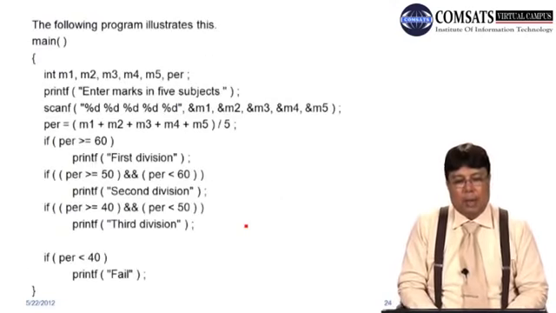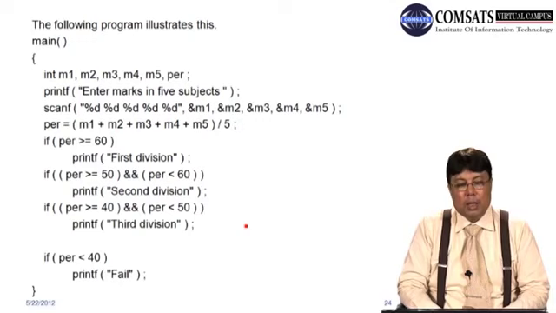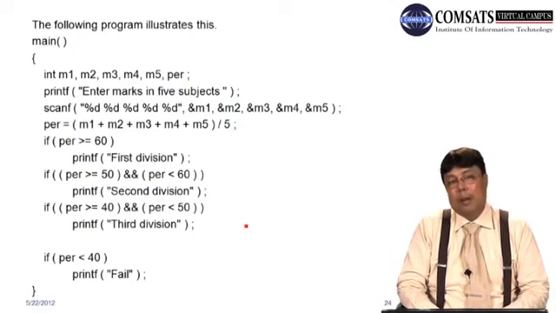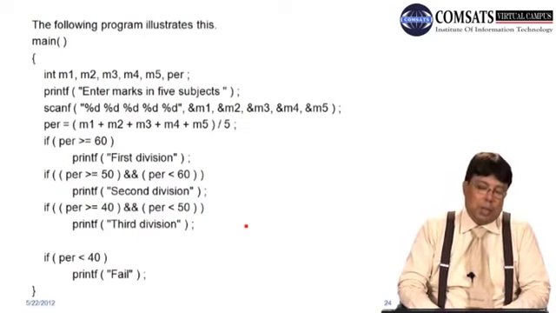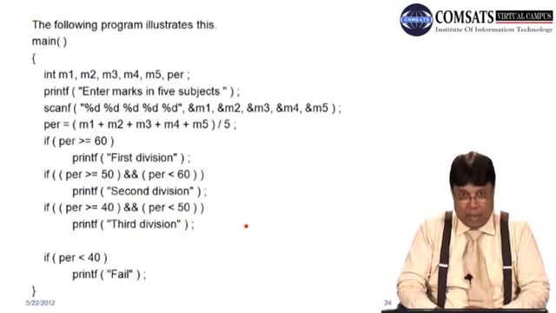Same program, but this time I would like to use some logical operators here. In this example I have used the relational operators, combined it with logical operators. Same program. You have entered the marks of 5 subjects in M1, M2, M3, M4 and M5, and you compute percentage, which is the average. M1 plus M2 plus M3 plus M4 plus M5 divided by 5 is the average, which is supposedly a percentage. If the percentage is greater than equal to 60, print first division. If it is not true, write down the next statement.